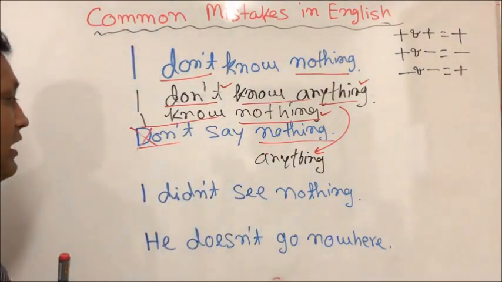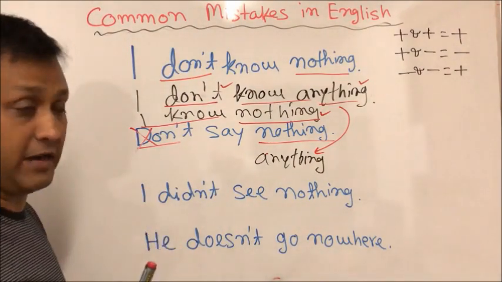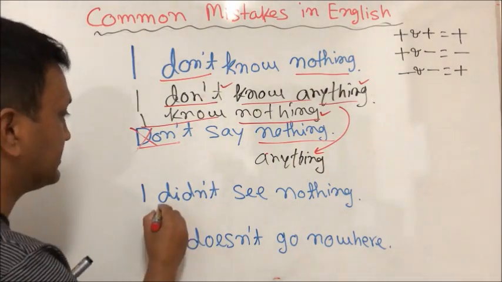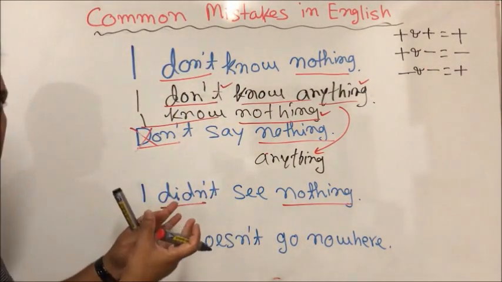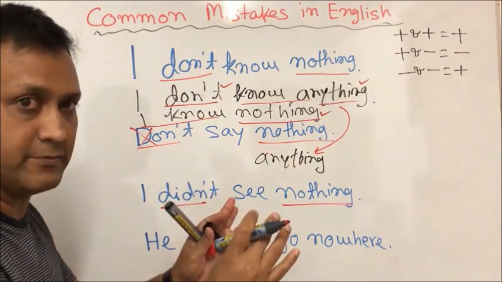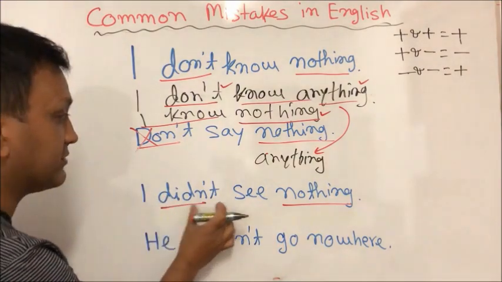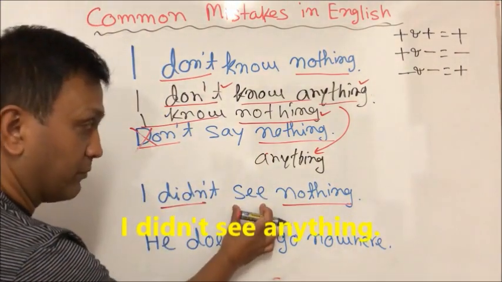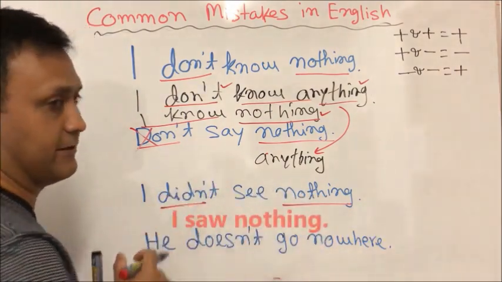If we take two more here, "I didn't see nothing." The same mistake. I'm sure learners are very smart by now and understand the mistakes, okay? So we cannot say "didn't" and "nothing" in the same sentence because both denote negatives, okay? So what we have to say? We have to say either "I didn't see anything" or, because we have to make it the past form of this verb, "I saw nothing."